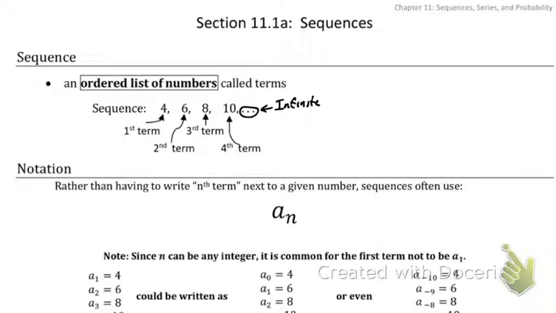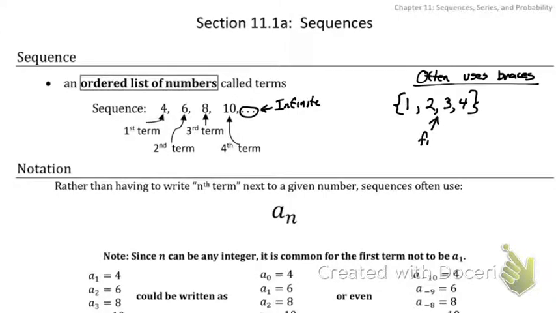I also want to note that a sequence oftentimes uses braces. That might look something like this. I might have a sequence that's like 1, 2, 3, 4, and we ended with braces. I'm also going to note that this is different than this one in the fact that there is no dot, dot, dot on it. So this would be known as a finite sequence. This is finite. It ends at 4. There's no more numbers out there.